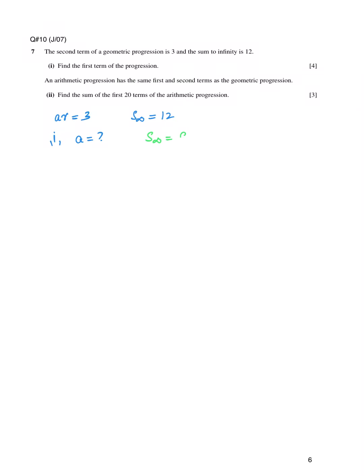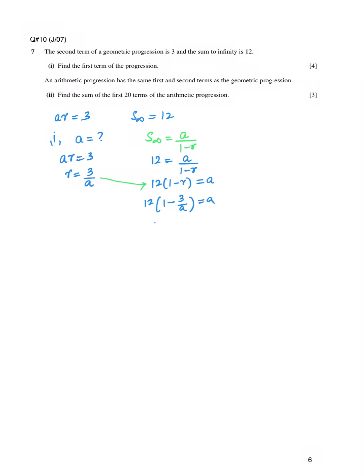Since the sum to infinity is given, we are going to apply the working formula. S infinity is equal to A divided by 1 minus R. The value of S infinity is given, that is 12 equals A divided by 1 minus R. If I multiply, it will be 12 times (1 minus R) equals A. Now we had the second term, AR equals 3. If I make R the subject, it will be equal to 3 divided by A. I'm going to use the value of R in this equation, so that will be 12 times (1 minus 3 divided by A) equals A.